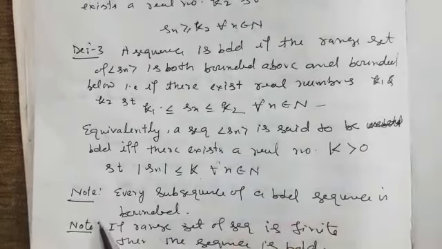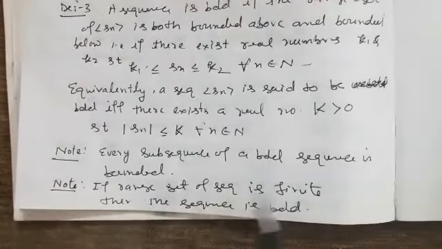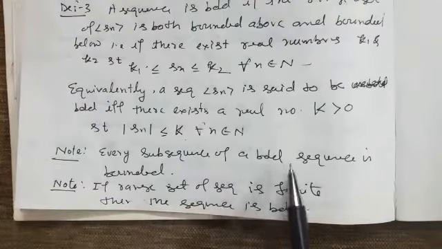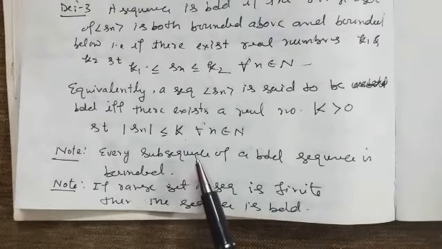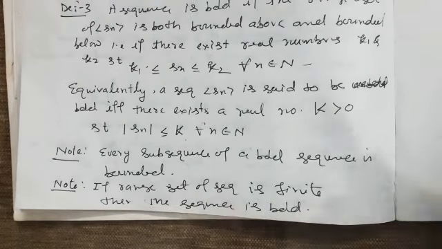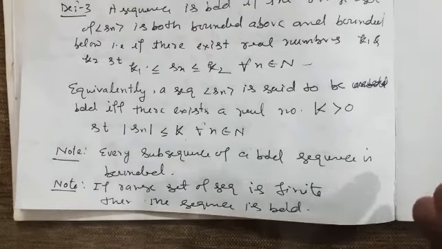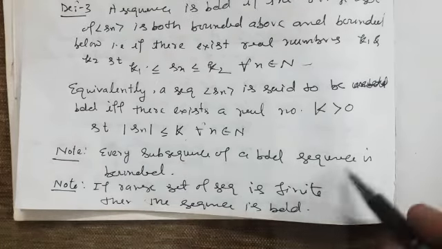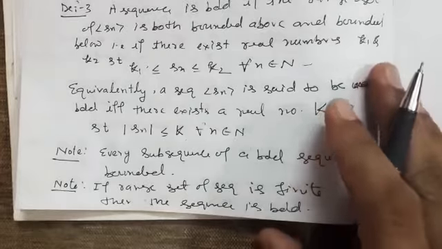There are two notes. The first note is every subsequence of a bounded sequence is bounded. It means if a sequence is bounded, then every subsequence of that sequence will be bounded. Second, if the range set of a sequence is finite, then the sequence is bounded. You know, every finite set is bounded. So if the range set is bounded, then the sequence is also bounded.